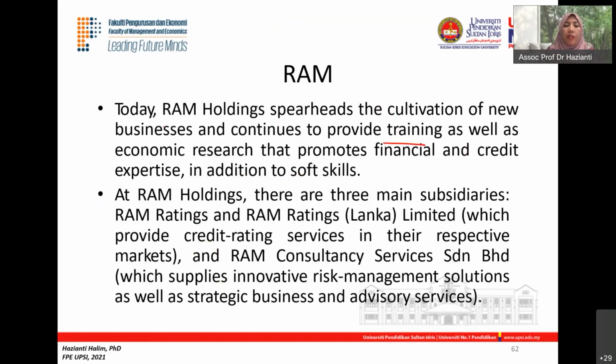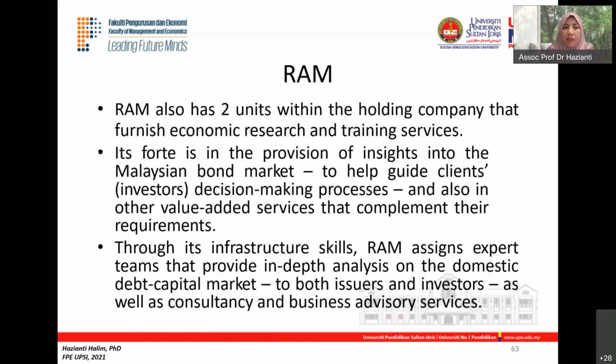Okay, they provide training as well as economic research that promotes financial and credit expertise in addition to soft skills. So they have RAM Ratings and also credit rating service, with strategic business and advisory services. Alright, so they are a research company, so they do research and they provide rating. Economic research, training service as well. So what they do is they provide insights into the Malaysian bond market. Again, this is to help clients or investors in the decision making process.